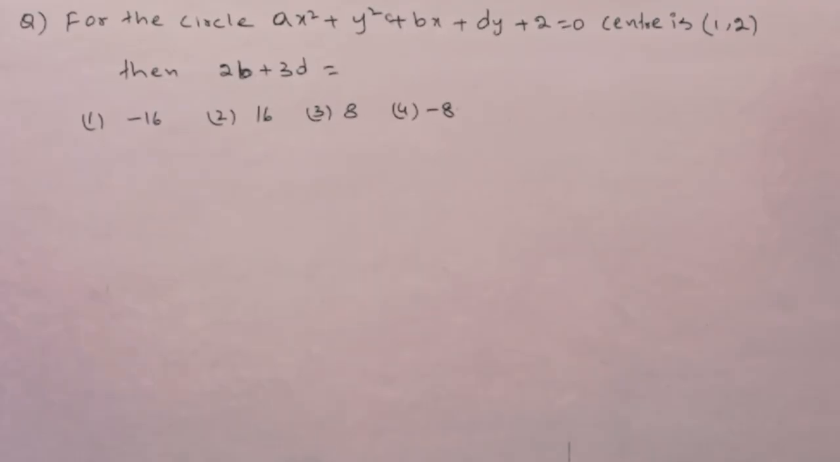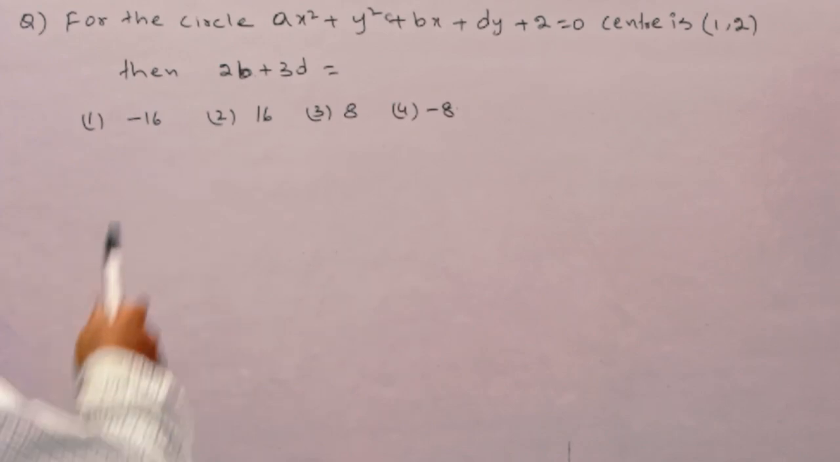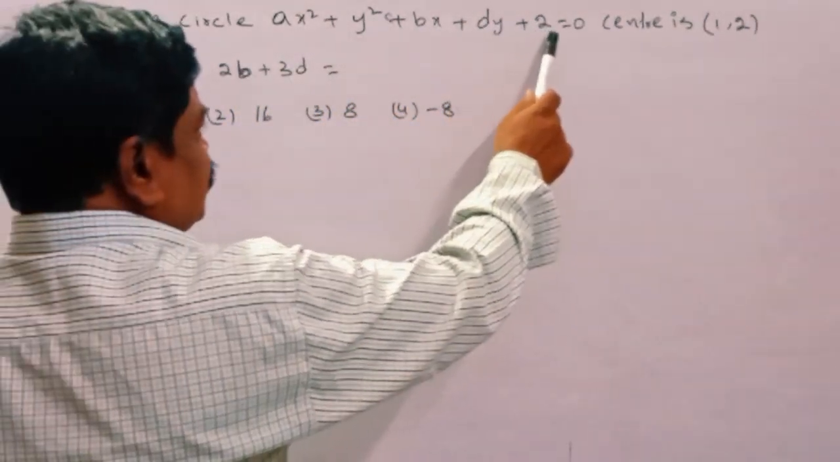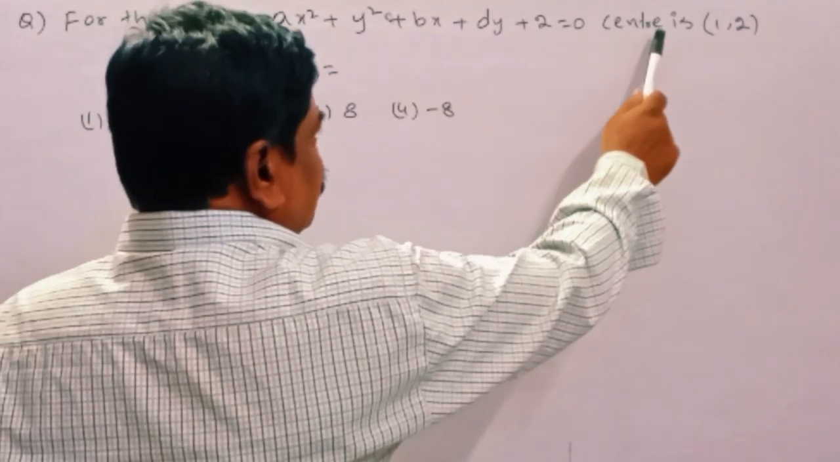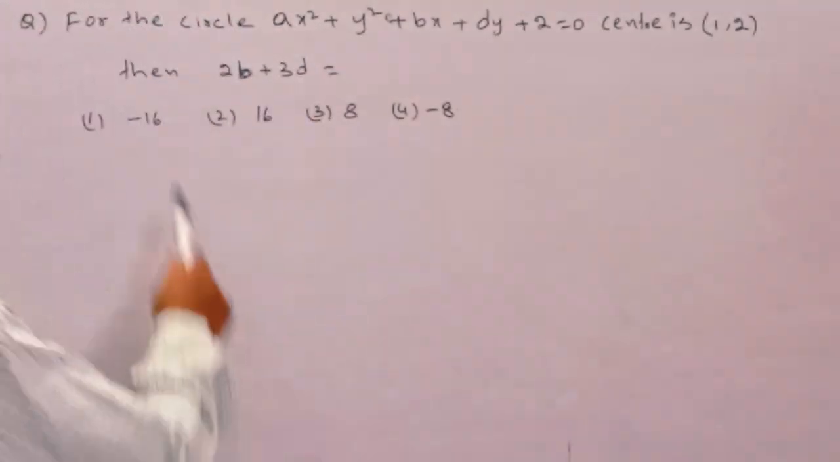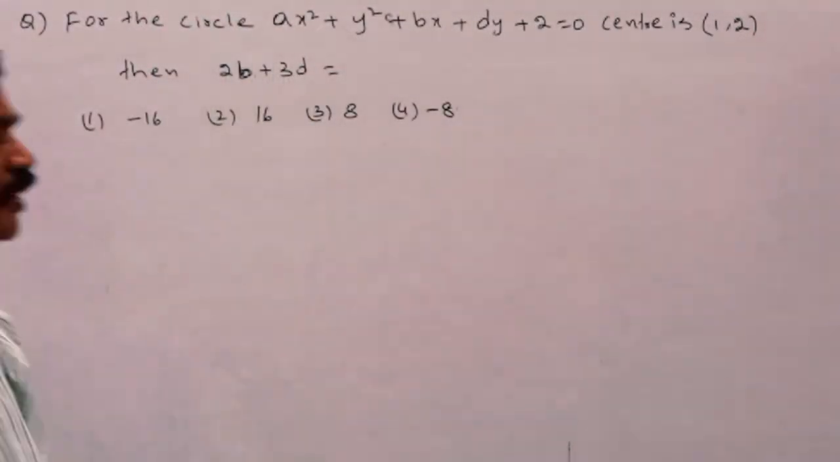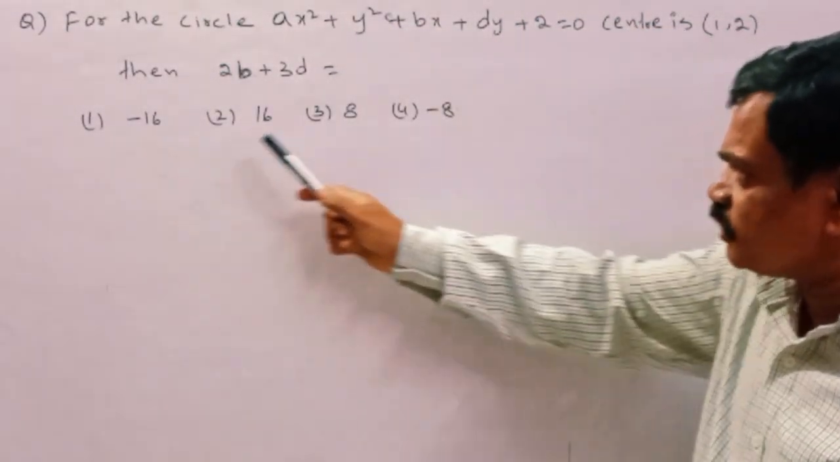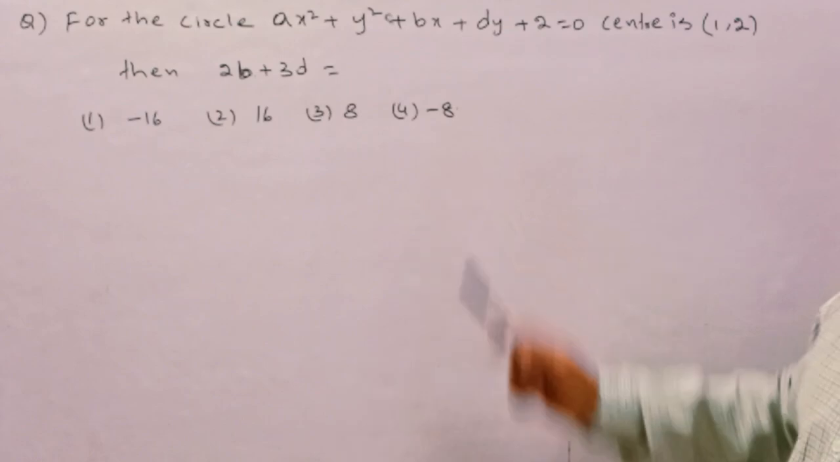We have one more problem from circles. For the circle ax square plus y square plus bx plus dy plus 2 equal to 0, the center is (1, 2), then 2b plus 3d is equal to. The options given are minus 16, plus 16, 8, minus 8.